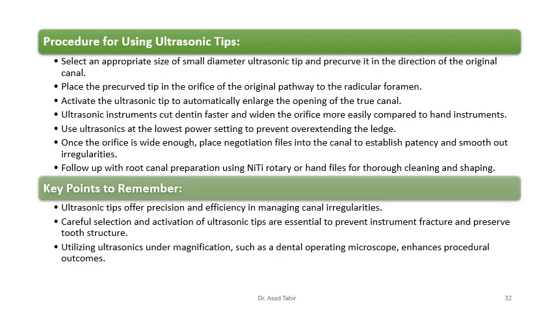Procedure for using ultrasonic tips. Select an appropriate size of small diameter ultrasonic tip and pre-curve it in the direction of the original canal. Place the pre-curved tip in the orifice of the original pathway to the radicular foramen. Activate the ultrasonic tip to automatically enlarge the opening of the true canal.